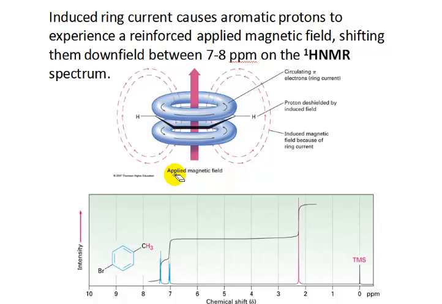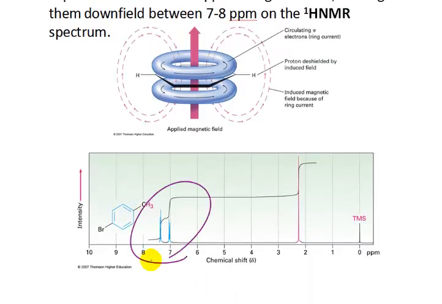So when we have an induced ring current, we induce a new magnetic field going sort of outside of the ring that way. The consequence of that is that it ends up de-shielding those hydrogens. It makes those hydrogens appear like they've absorbed more magnetic field than they actually have. So the main consequence of that, the thing you need to know about NMR, is that the hydrogens on a benzene ring will appear between 7 and 8 ppm. Very characteristic region for aromatic hydrogens.